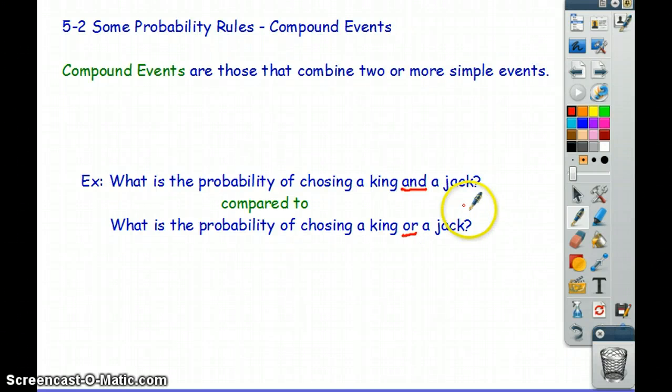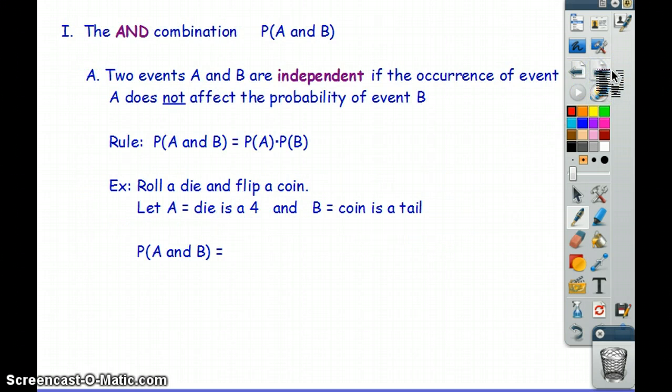This "and" and "or" idea ends up being very important in probability, and that's what we're going to talk about today: how to handle "and" problems and how to handle "or" problems. Let's start with "and" problems. There are two situations that can occur, where the events are independent of each other or where the probabilities are dependent on each other. Let's look at the independent case first.